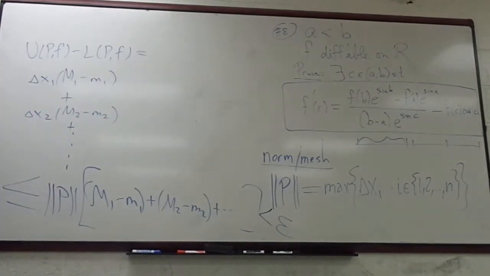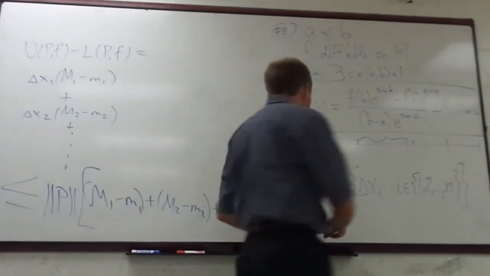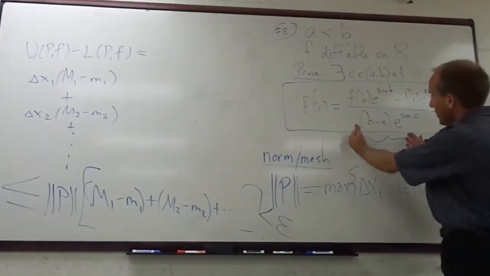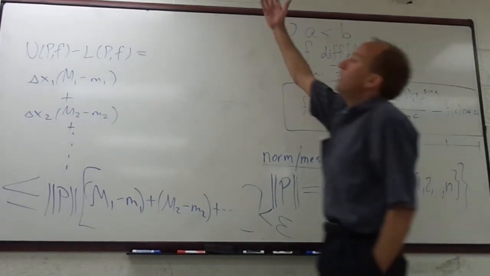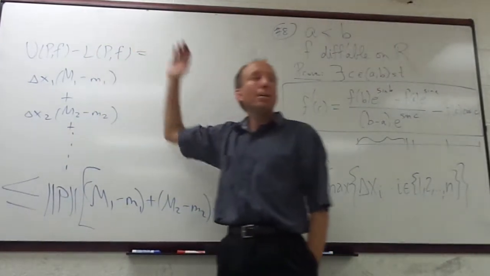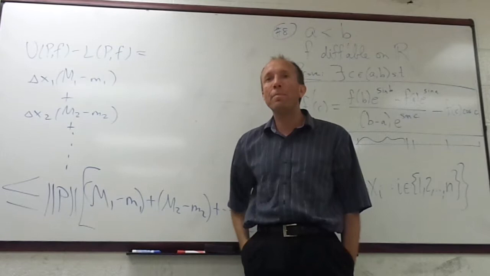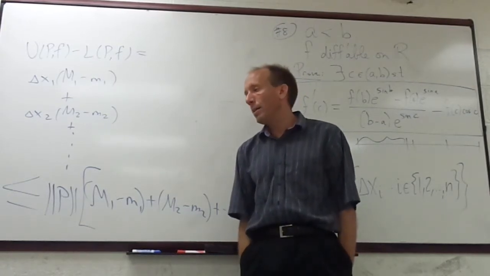Some people were wondering, it's in the book, it's a very simple idea, it's just the widest subinterval of a partition. But anyway, so UPF minus LPF calculations, you should expect that to be there.